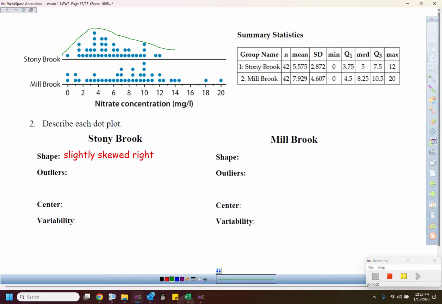Way to figure that out. The lesson, right? We just have to guess right now. Do you feel there are any outliers? Discuss with people around you first. Yeah, just in Stony Brook. That's all we're doing, just in Stony Brook.